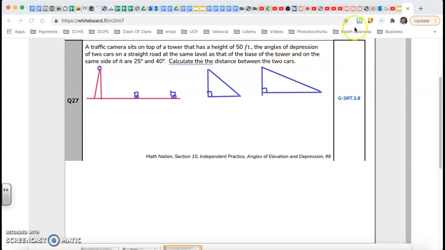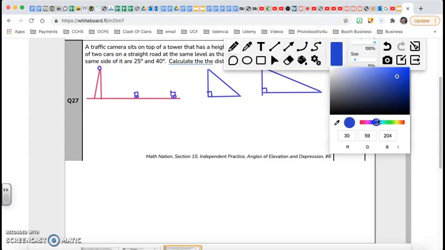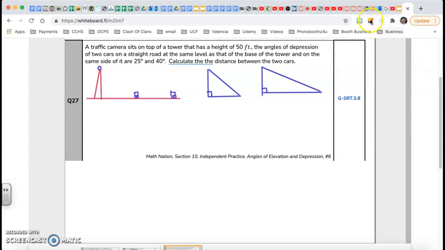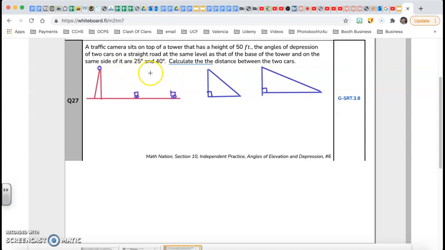Alright, cool. So here we go. I drew some information already ahead of time. So this is my tower. This is the camera on the top. Let me get a pencil and a straight line, let's do this with blue. Here we go. So the camera, this is the car. This is one of the cars. This is the second car. That's why I have two triangles on the left side.